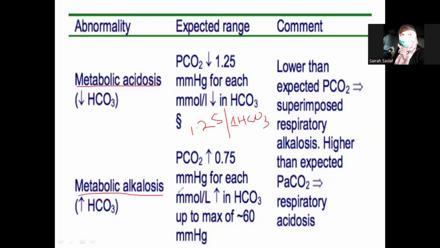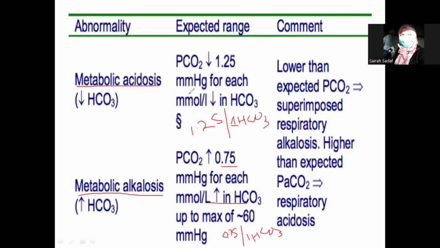Now, what's happening in metabolic alkalosis? For every 1 millimole increase in bicarb, PaCO2 will increase by 0.75 mmHg. I will write it down here: 0.75 mmHg for every 1 millimole increase in bicarb. Now this is the compensation.